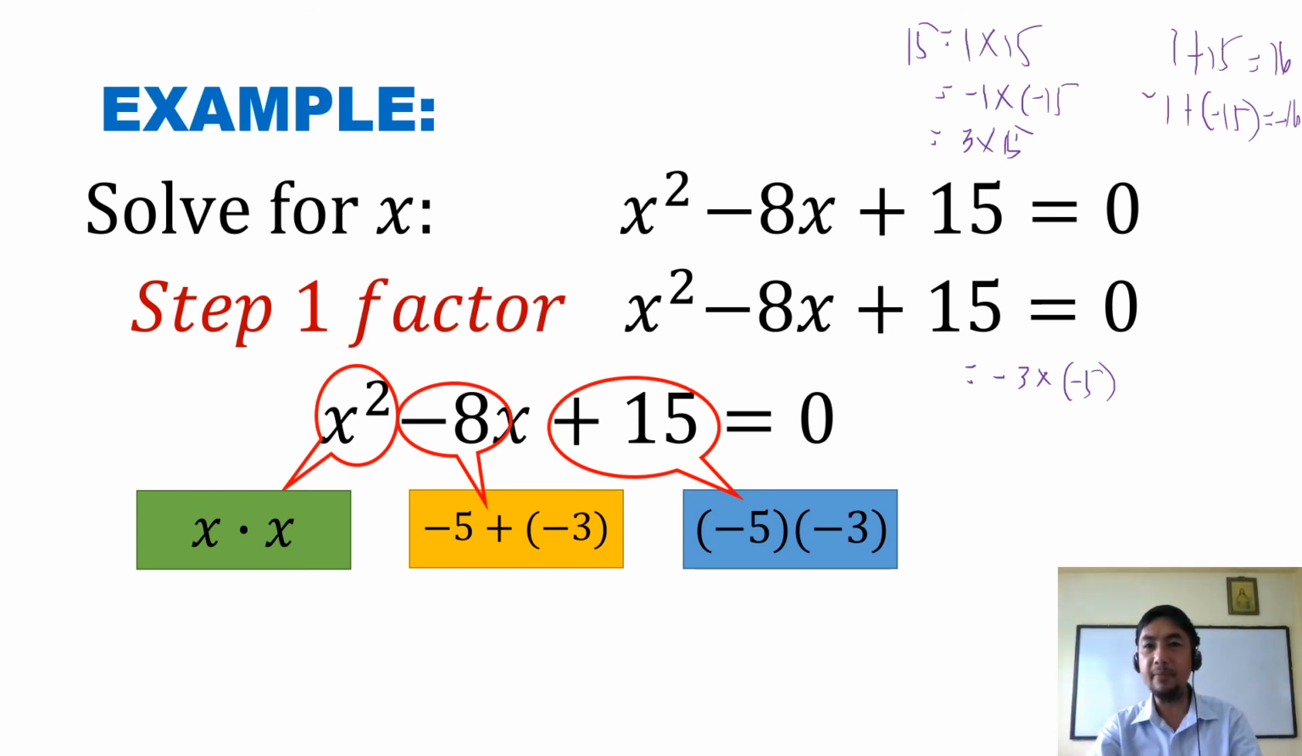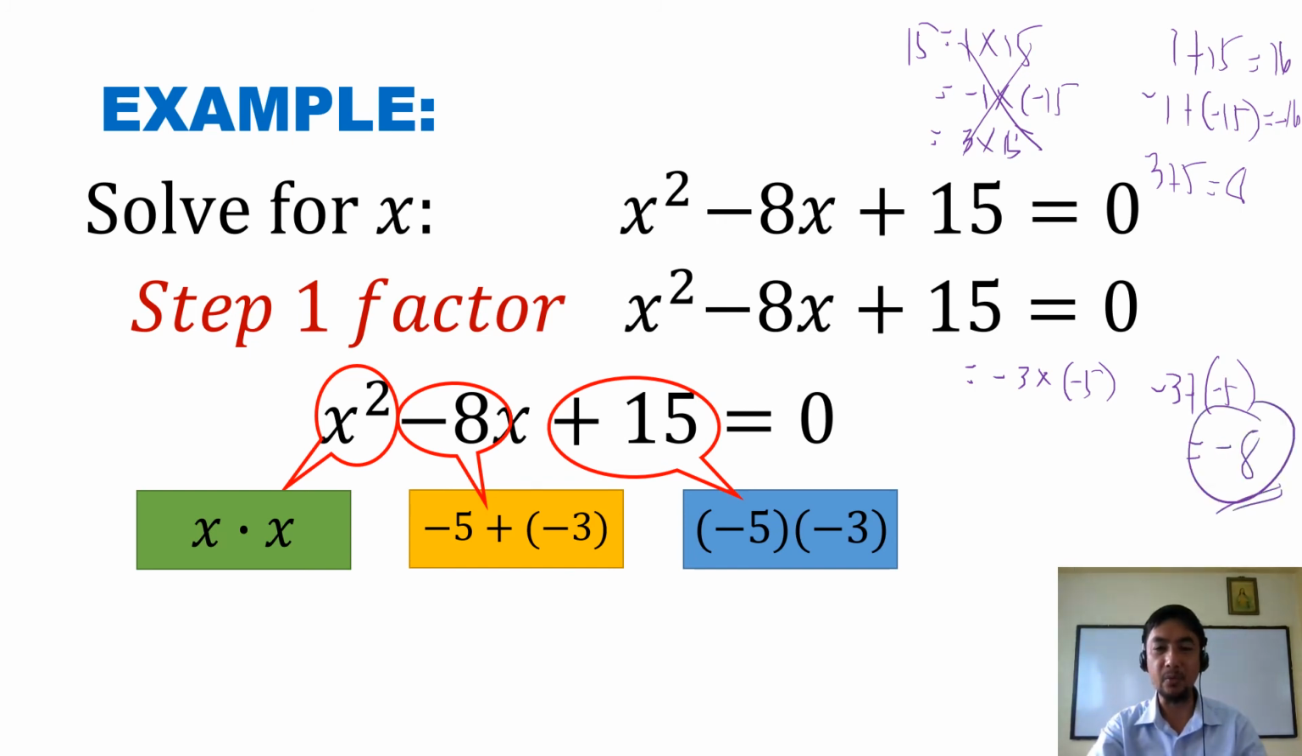3 times 5 is positive 15 and 3 plus 5 is positive 8. But we need negative 8. So, definitely hindi ito pwede. So, how about this one? Negative 3 times negative 5 is positive 15. But negative 3 plus negative 5, that is negative 8. Yun ang kailangan natin. That's why we chose negative 5 and negative 3 as the factors of positive 15.